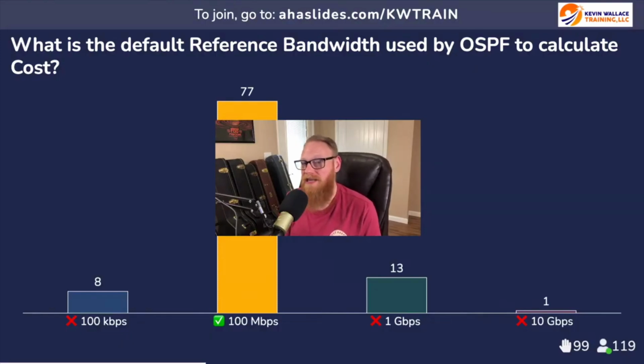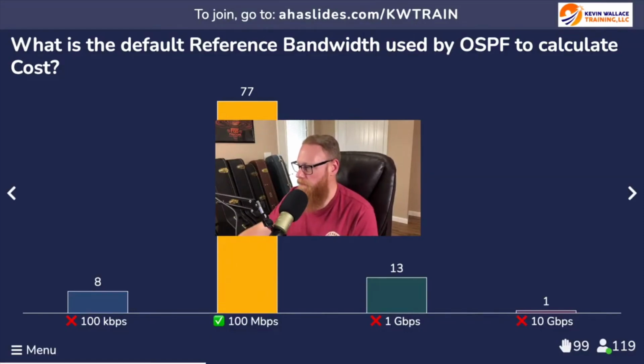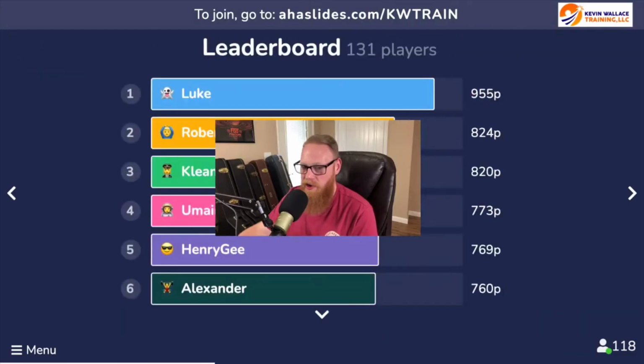So it's a best practice recommendation to set OSPF's reference bandwidth to at least the bandwidth amount of the highest speed interface that is used by OSPF in the network. So just a note there about setting those reference bandwidths and setting the cost. Great job, everybody. Let's check the leaderboard out here.